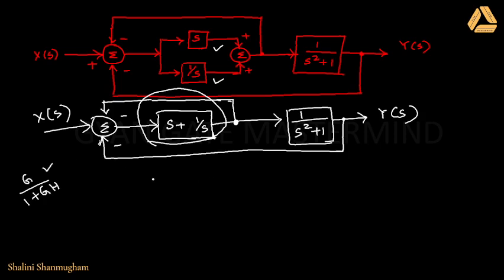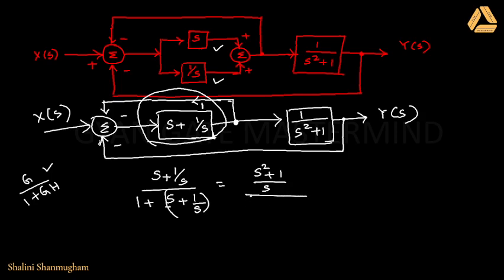Canonical formula. So here you can write, instead of G it is s plus 1 by s divided by 1 plus s plus 1 by s. Here H is 1 because the H of s is 1. So which is nothing but s square plus 1 divided by s, divided by 1 plus s square plus 1 divided by s, which gives you s square plus 1 divided by s square plus s plus 1.